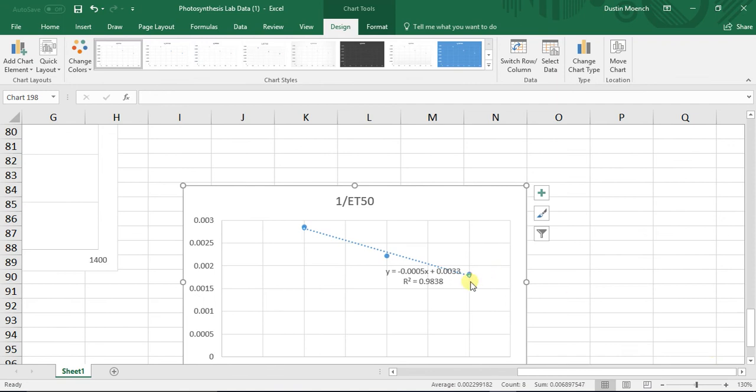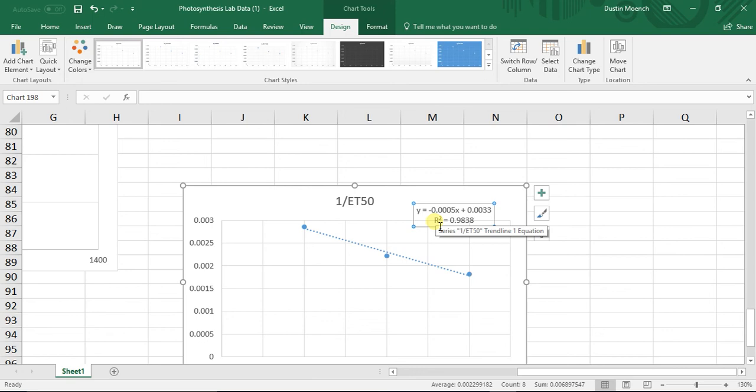And what I see here is my equation. So I see the slope of the line, the number before the x, the minus 0.005. So that's going to be how the photosynthetic rate changes as you change the frequency of light. All right. More importantly, though, what you talk about in your conclusion is this R squared value.